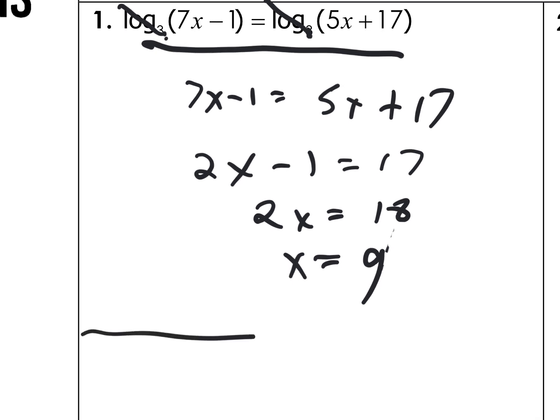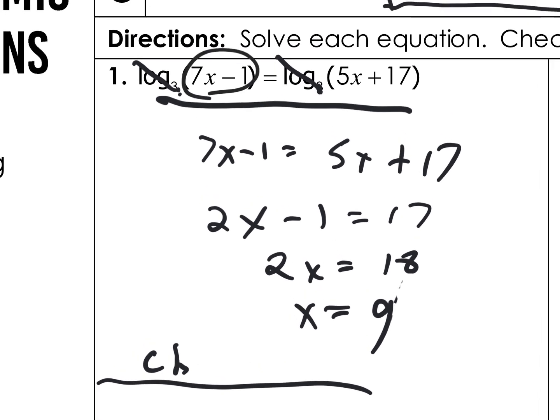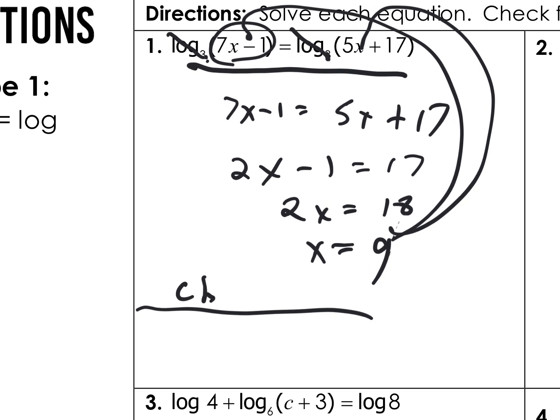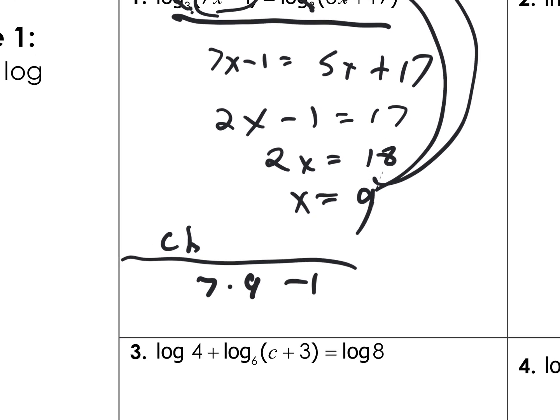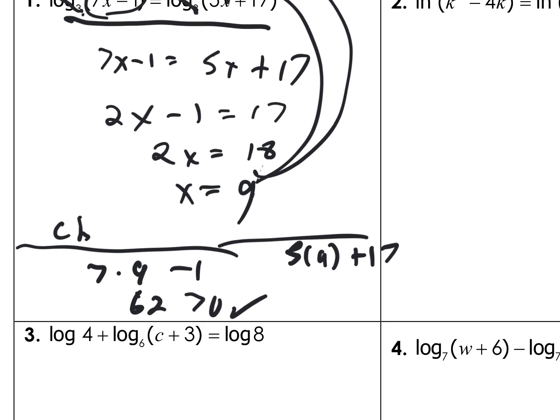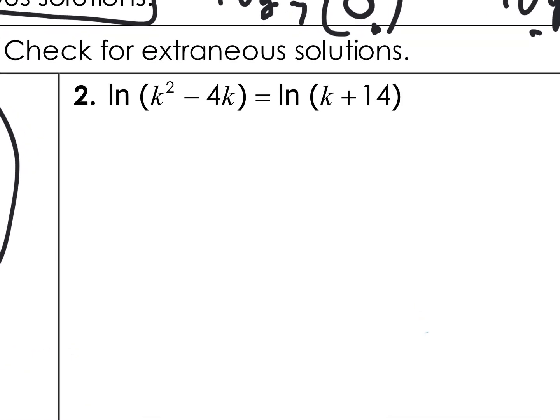So our check, just really quick, is go ahead and plug this 9 into this x, and plug this 9 into that x. And let's see what happens. I just can't have anything equal or less than 0. So 7 times 9 minus 1. Well, that definitely is 63, that's a 62. That's bigger than 0. So that works out good. Let me plug in the other side. 5 times 9 plus the 17. Well, obviously that is bigger than 0. So they check. There's no extraneous for that problem. It just takes a second to double check.